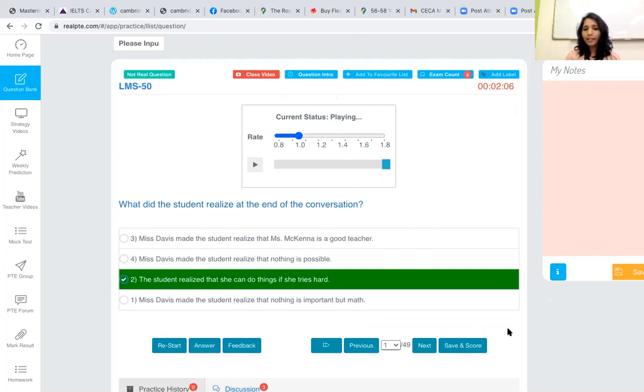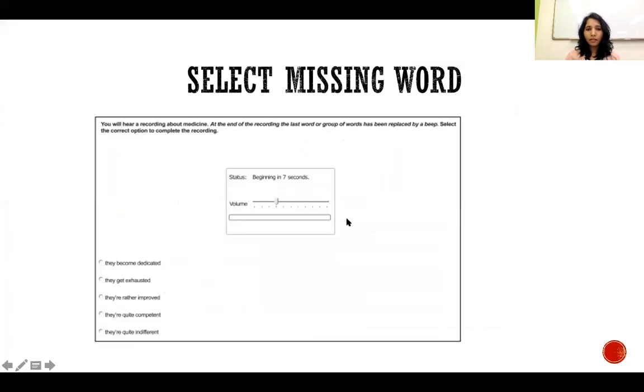So let's look at the next type of question here. The next question type is select missing word. So the speaker is giving a speech, okay? And he's not able to complete his speech, and you'll have to choose from the options what his last word or last words would have been. So let's see how this looks like.